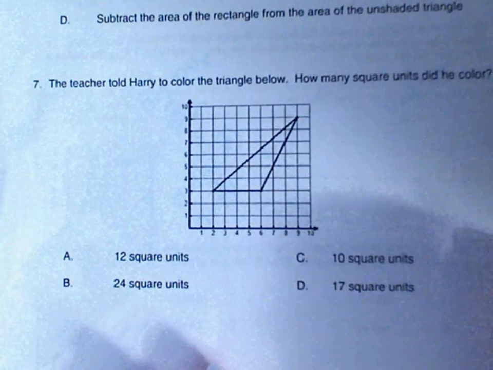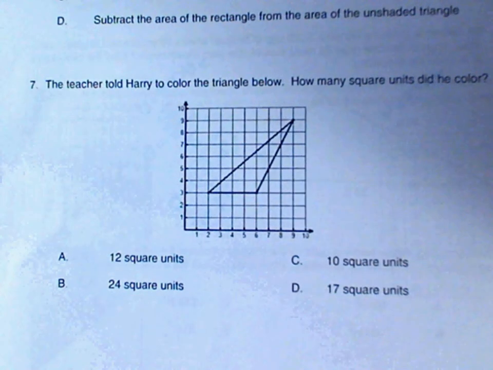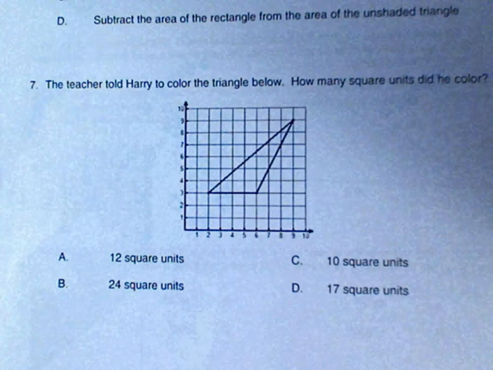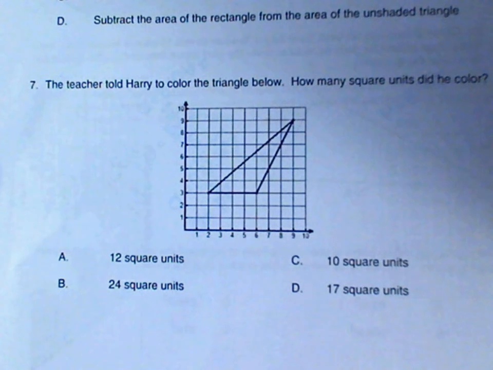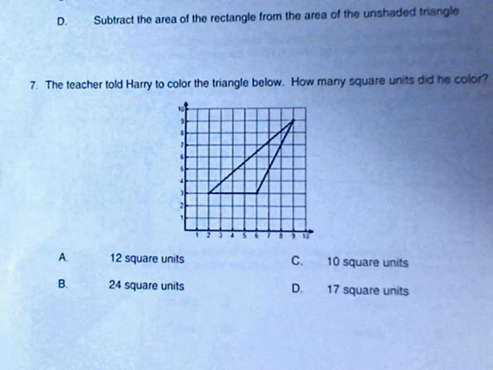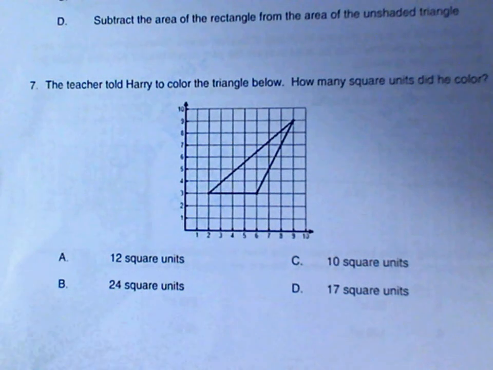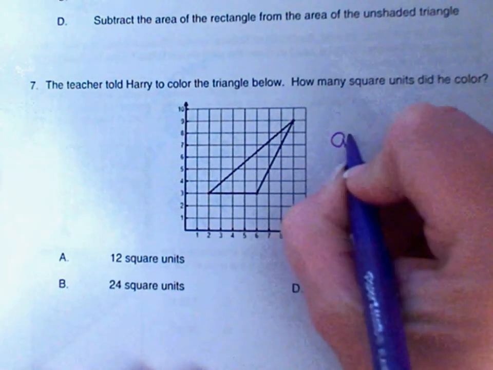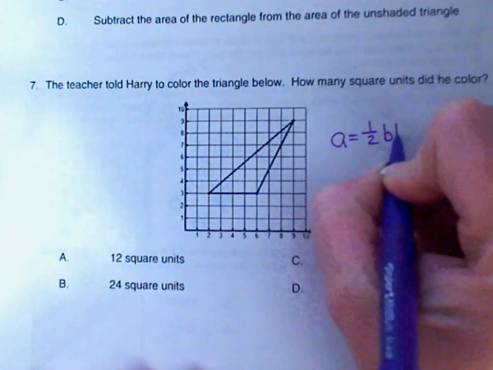Okay, so let's have you try one. It's a little hard on the computer to see because it's the squares, but try your best. Go ahead and pause the video, try it on your own, and come back and check with me. Okay, so you should have tried it on your own. You could have used either formula. So I'm going to use the A equals half BH.